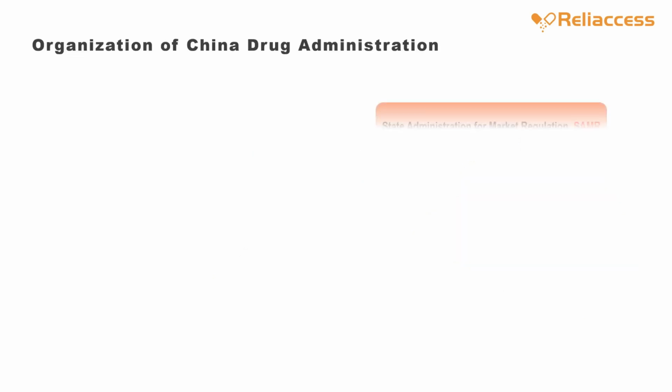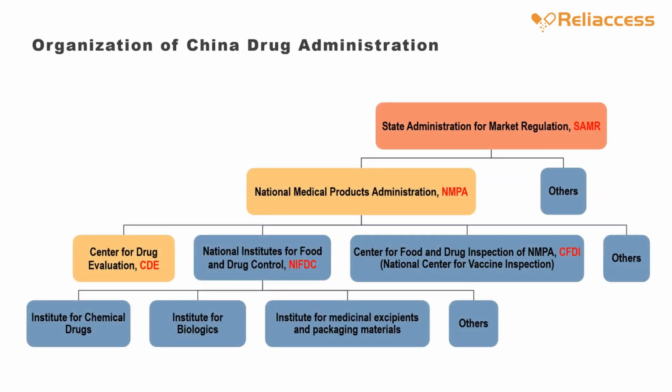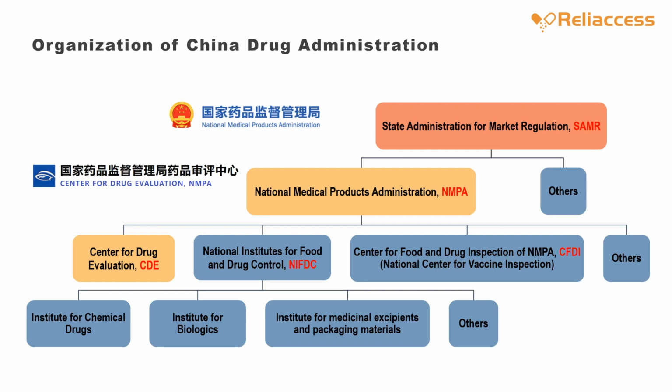Who is CDE? Let us give a glimpse to whom a MAH will contact with during drug registration in China. From this organization chart, you can see the highest administration authority, SAMR, below which is the Direct Drug Administration Authority, NMPA, with its subordinate NIFDC for testing, CFDI for on-site inspection, and the Drug Evaluation Center, namely CDE, for administrative review, technical review, and other evaluation-related work with regard to drug registration.